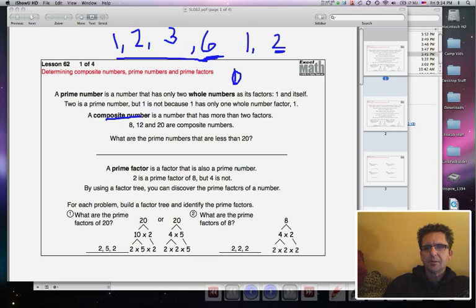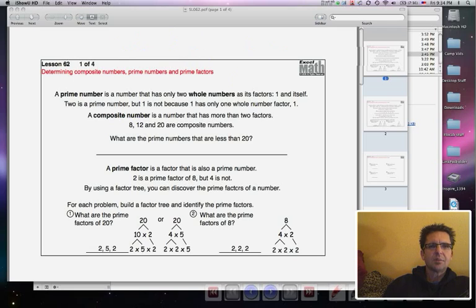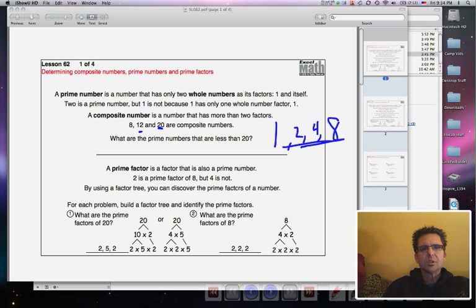So a composite number is a number that has more than 2 factors. It gives you the examples of 8, 12, and 20, that those are composite numbers. The factors of 8 are 1 and 8, and 2 and 4. So we have more than just 1 and 8 being the factors of 8, and that makes it a composite number. 12 is also a composite number. 1, 2, 3, 4, 6, and 12 are the factors of 12, so obviously not just 1 and 12. And 20 is also a composite number, not a prime number. Remember, prime numbers are numbers that only have 1 and itself as their factors.